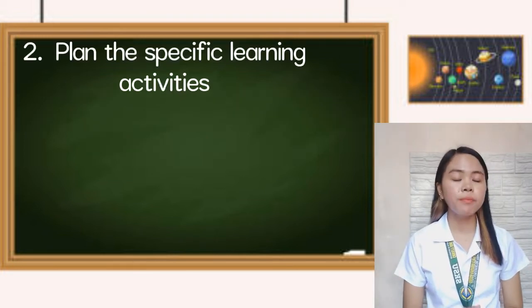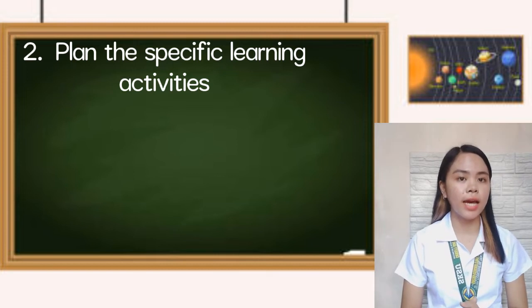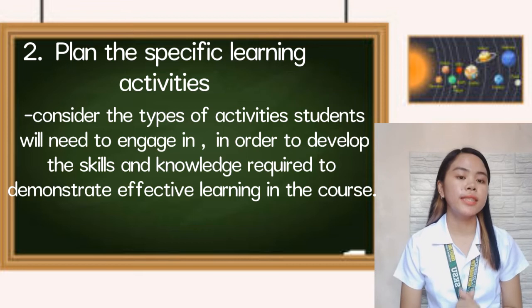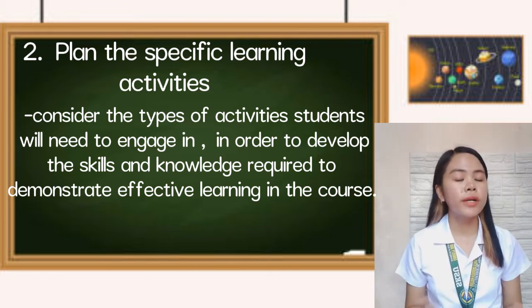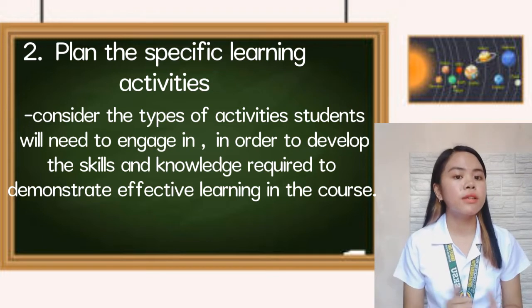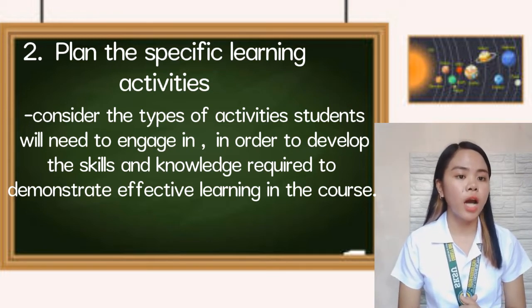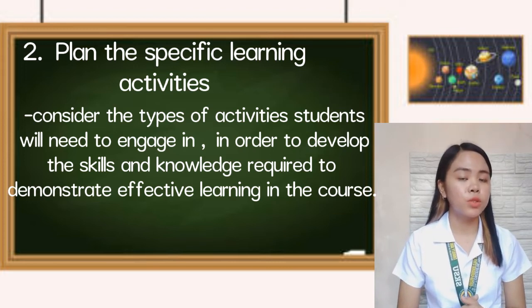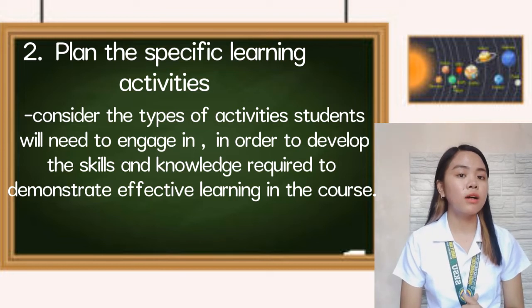The second step, plan the specific learning activity. When planning learning activities, you should consider the types of activities students will need to engage in in order to develop the skills and knowledge required to demonstrate effective learning in the course. It should be directly related to the learning objectives of the course and provide experiences that will enable students to engage in, practice, and gain feedback on specific progress towards those objectives.